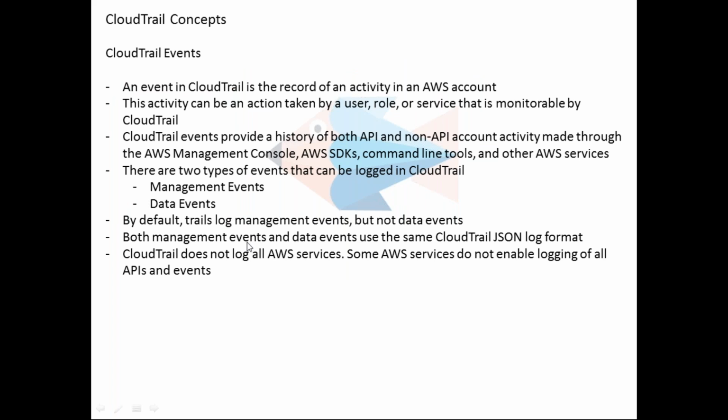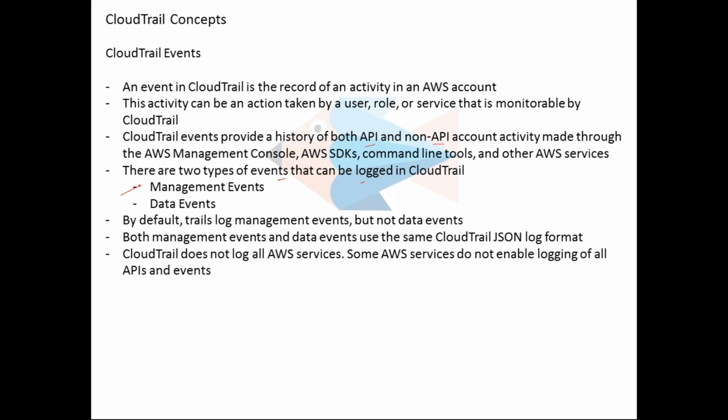Next come the CloudTrail concepts. We'll see them one by one. An event in CloudTrail is a record of an activity in an AWS account. So what is an event? An activity in an AWS account is an event. This activity can be an action taken by a user, a role, or a service. CloudTrail events provide a history of both API and non-API account activities made through the console, CLI, or other services.